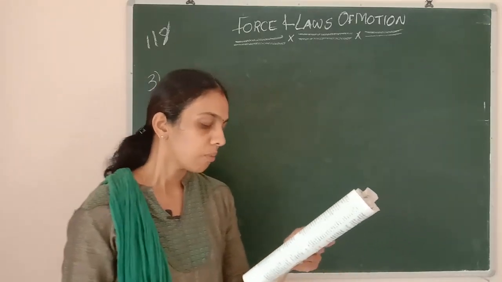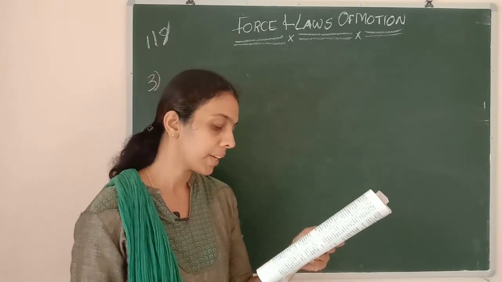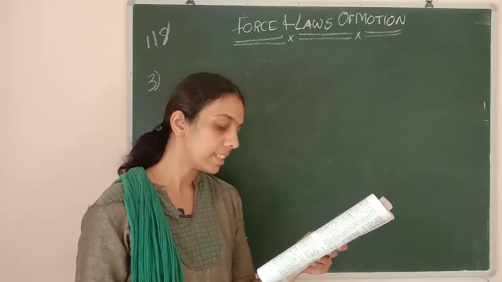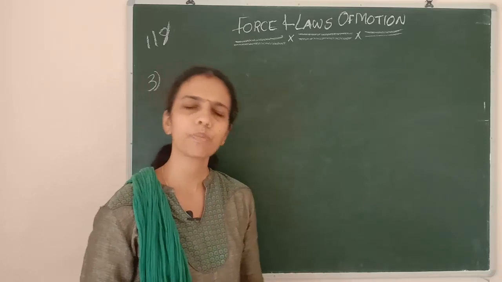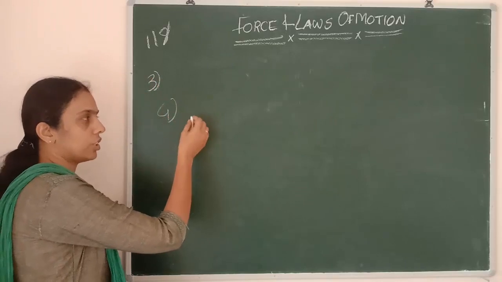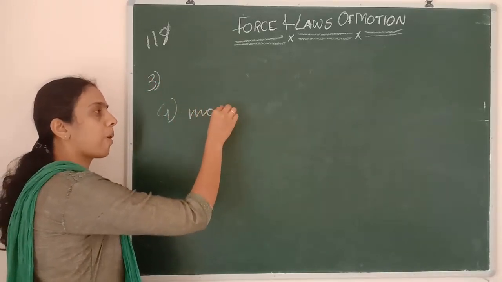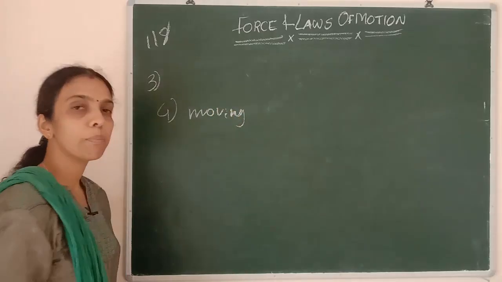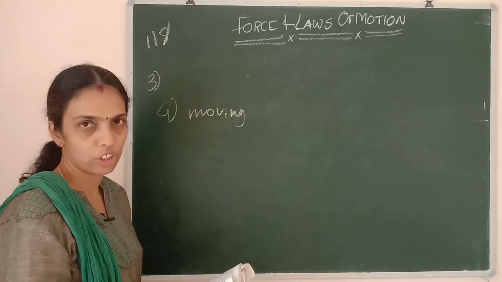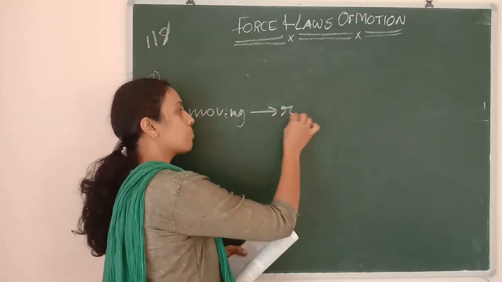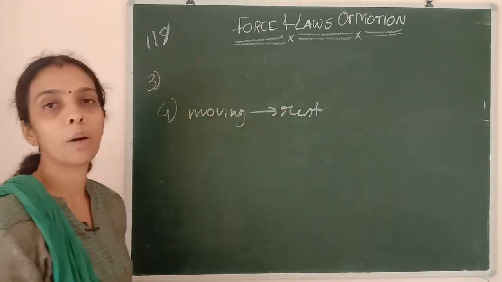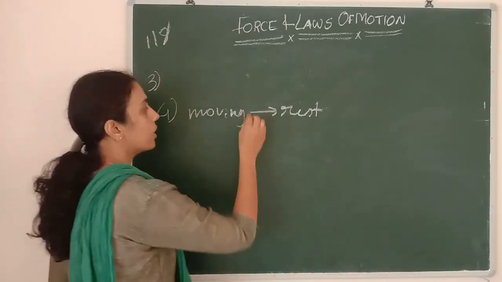Next is the fourth one. Why do you fall in the forward direction when a moving bus brakes to a stop and fall backward when it accelerates from rest? What is the reason? While we are at rest position, the bus was moving. When the bus was moving, suddenly it is coming to rest position, isn't it? A moving bus comes to rest position. What will happen? It will be forward. The passengers will be moving forward.